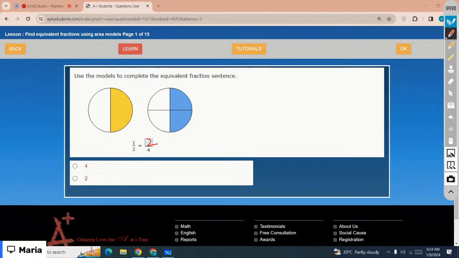Just the fractional part is different. If you divide 2 by 4 by the common denominator 2, that equals again 1 by 2. That is the logic here, right? That is 2 out of 4.